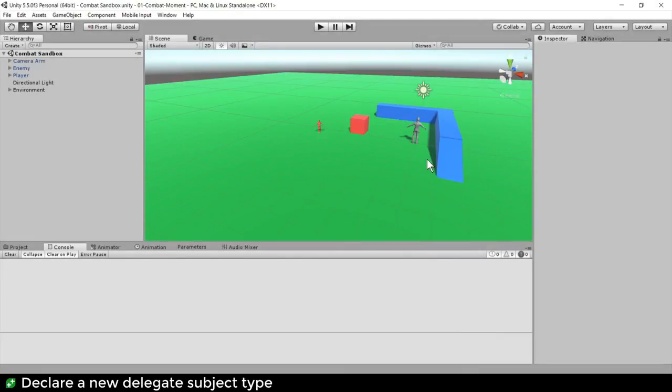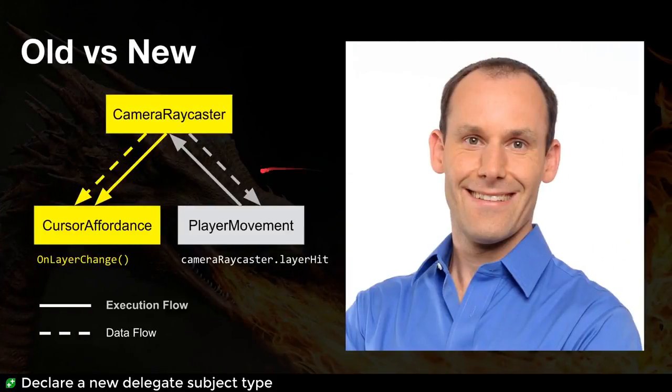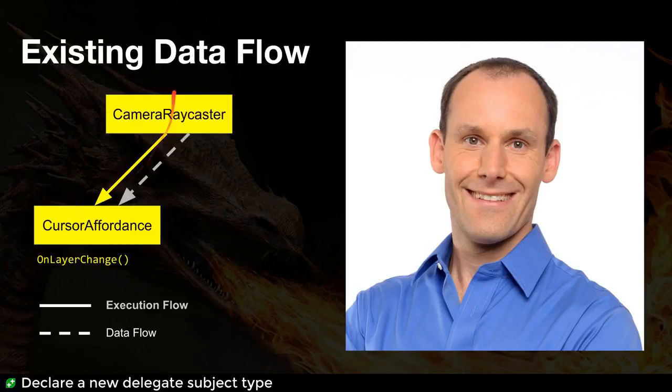So in the first part of this video, we need to declare a new delegate subject type. Remember this diagram I showed you a couple of videos ago? We were saying that we were going to have the camera raycaster call a method called onLayerChange in cursor affordance and send some data along with it. Well, I'm going to simplify that for now. We are just going to call a method called onLayerChange with no parameters. And we're going to continue to get the information about the layer hit the way we have been, by just accessing the getter on camera raycaster.